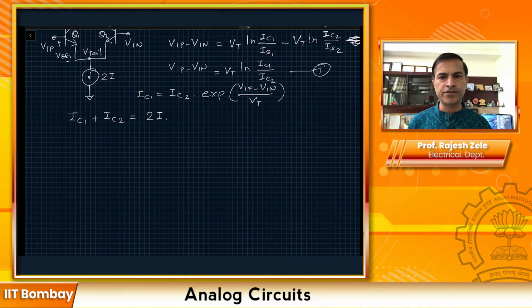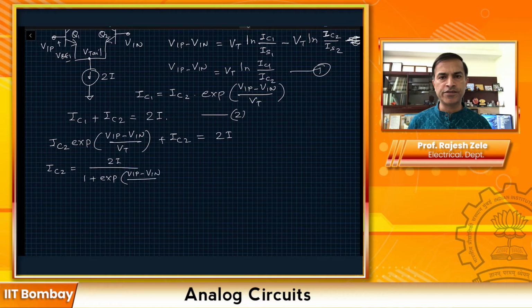Now we can substitute the IC1 in this particular equation, which is equation number 2, and then we can write it out as IC2 exponential VIP minus VIN divided by VT plus IC2 is equal to 2 times I, and then you can collect the terms and you will get IC2 equal to 2I divided by 1 plus exponential VIP minus VIN divided by VT. Okay, that would be IC2.